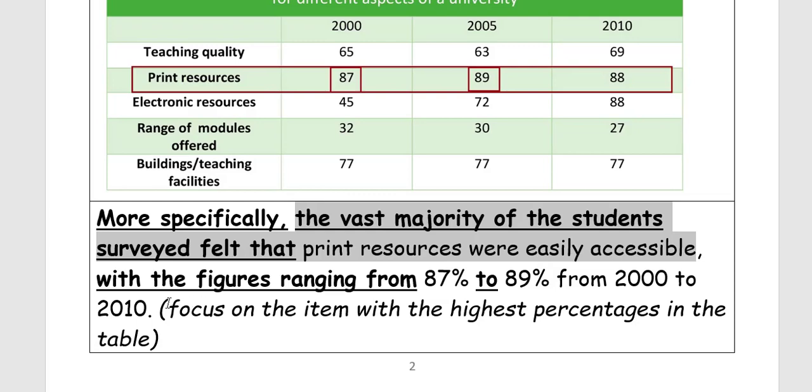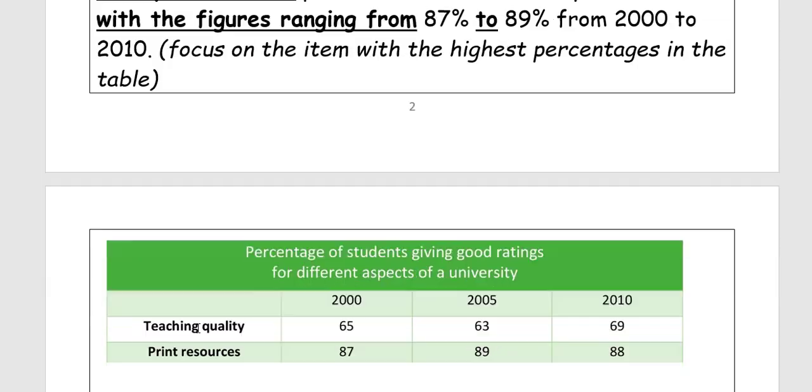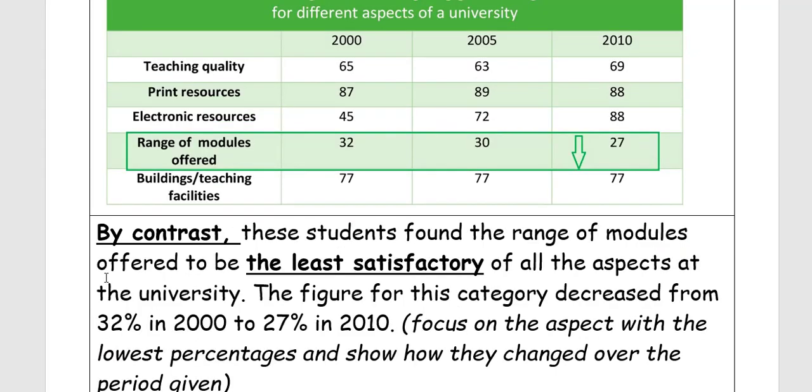And then with the figures ranging from 87% to 89% from 2000 to 2010. So focus on the highest percentages. And then show the range, show the lowest percentage here and then the highest percentage here. So focus on the item with the highest percentages in the table. So that's our strategy. Next, by contrast.